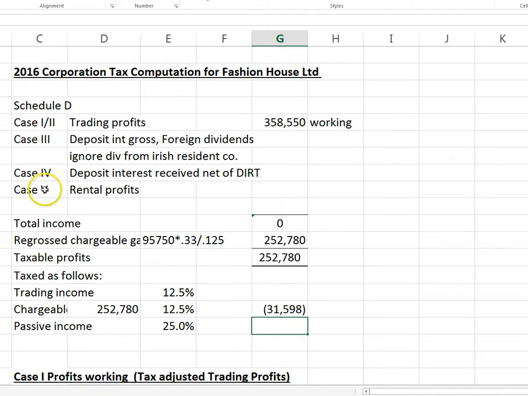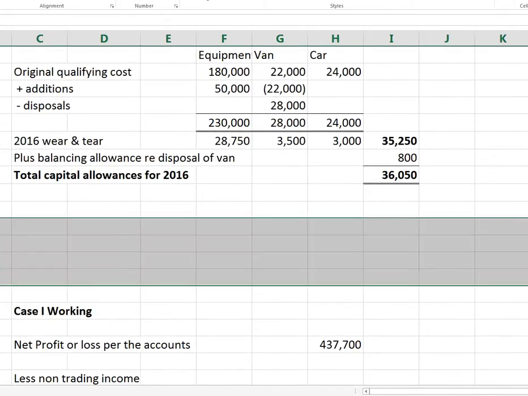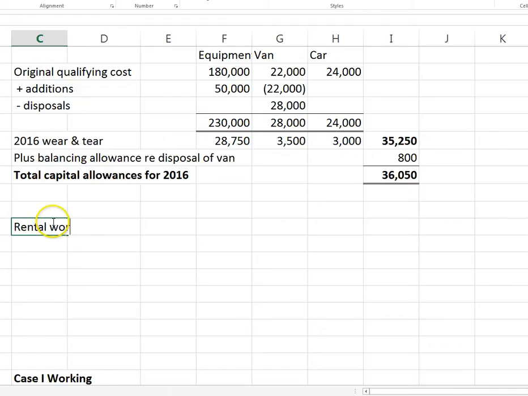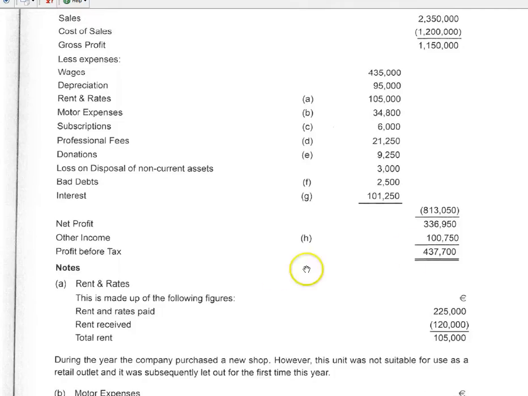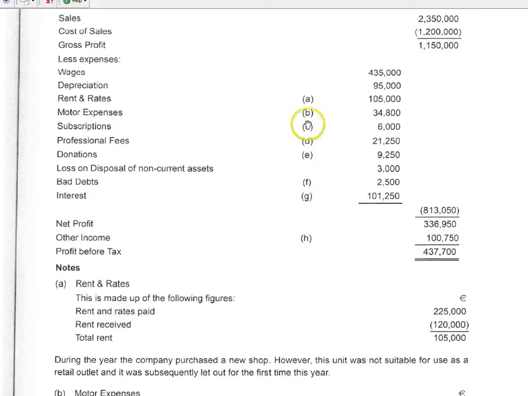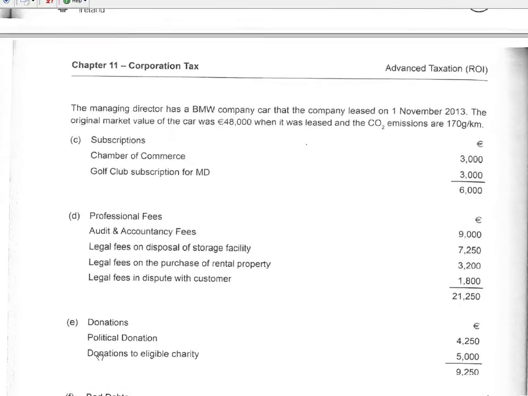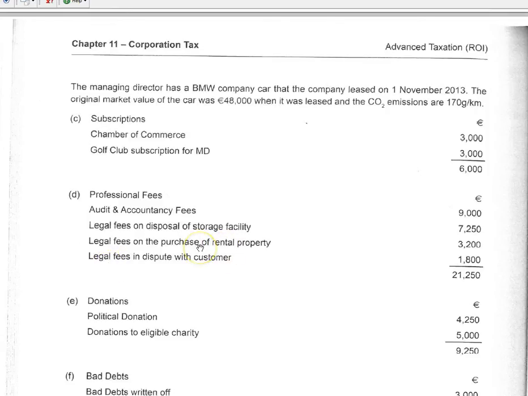So now we will be showing our rental profits here. We're going to have another working to do, unfortunately. We'll call this our Case 5. It's our income less any rental expenses. The income was 120,000 rent received, and then any rental expenses, which we'd have seen in the notes, and there aren't that many in this question. We didn't add anything back. If there were, we'd have added back anything to do with rental expenses. The only things to do with rental were legal fees on the purchase of the rental property, but that's not a deductible expense.